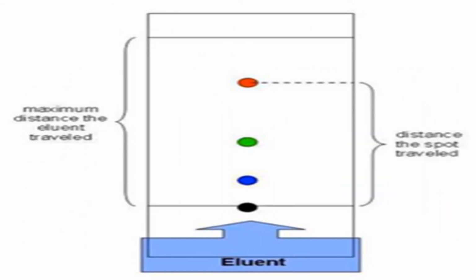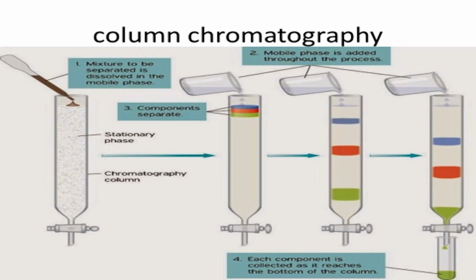So they are distributed according to their affinity with the mobile and the stationary phase, and those which have more affinity with the stationary phase will remain here, and those which have more affinity with the mobile phase will be eluted first.